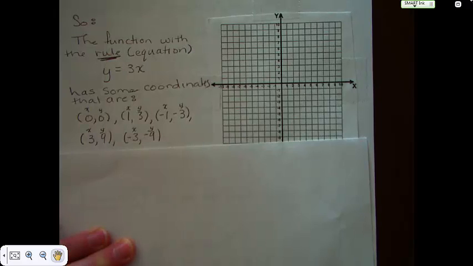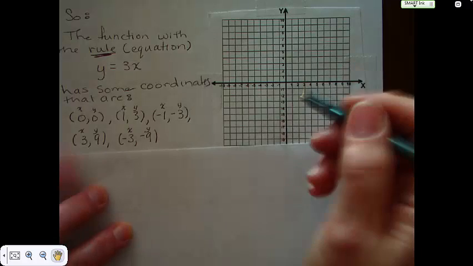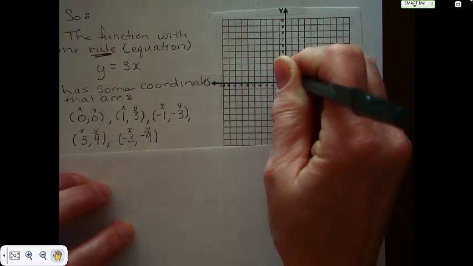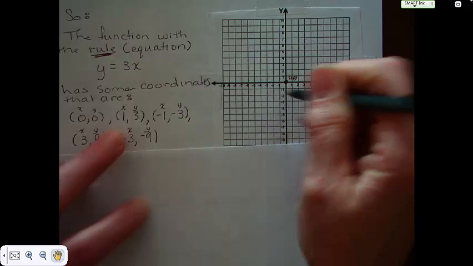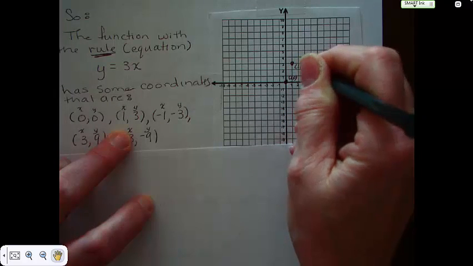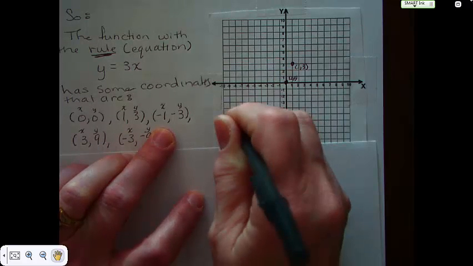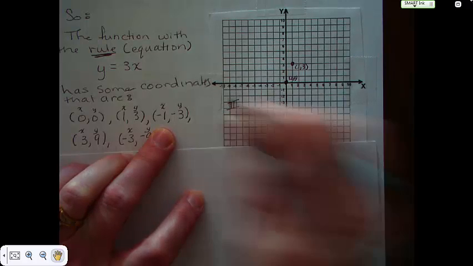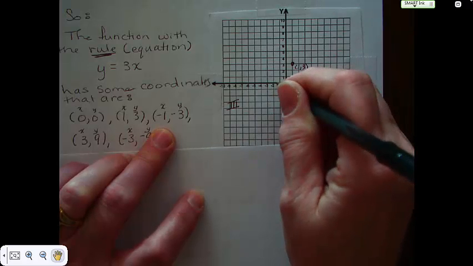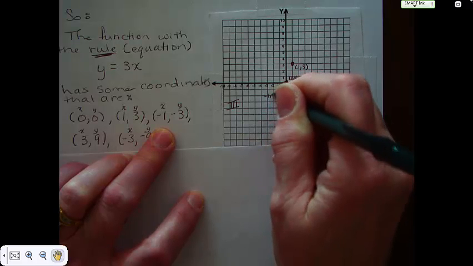Now, is there more than that? Well, sure there is, but we're just going to worry about those right now. So let's go ahead and graph them. We have 0, 0. We have 1, 3: 1, 1, 2, 3. We have negative 1. Now we're going negative, so we're going to get into quadrant 3 here. Excuse me, got to go left first, sorry. Negative 1, negative 3.